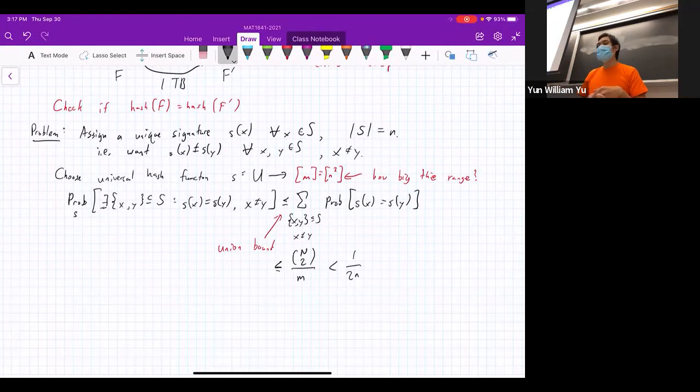And this was sufficient for a universal hash function, because the only thing we cared about was this collision probability, right?